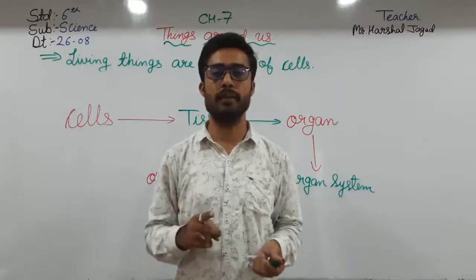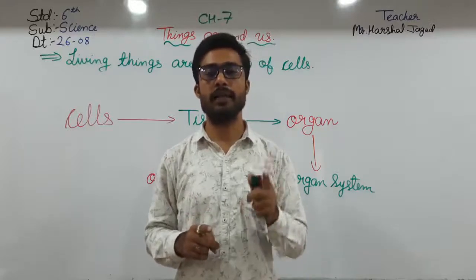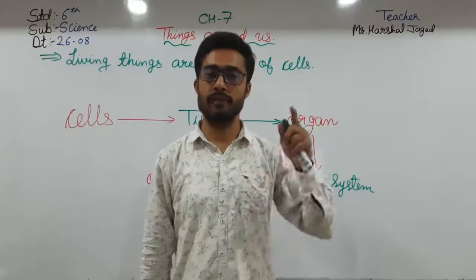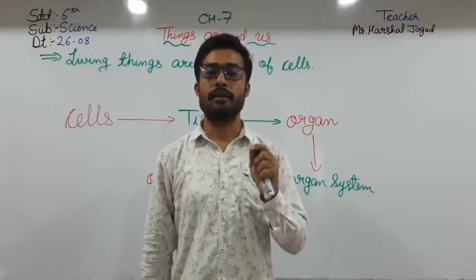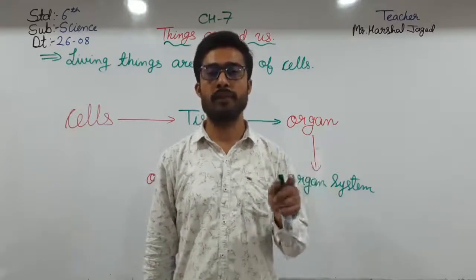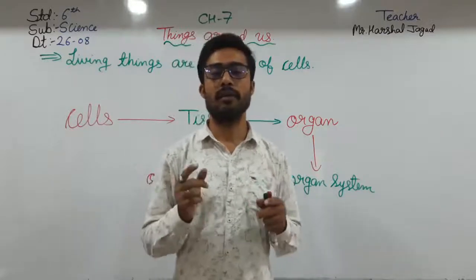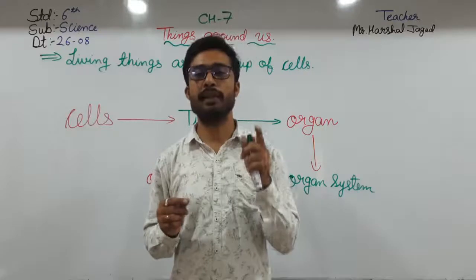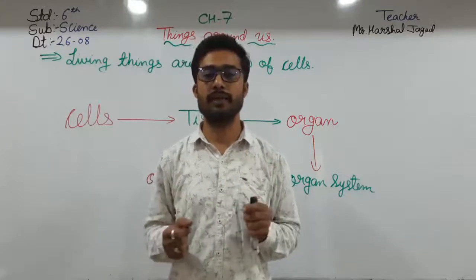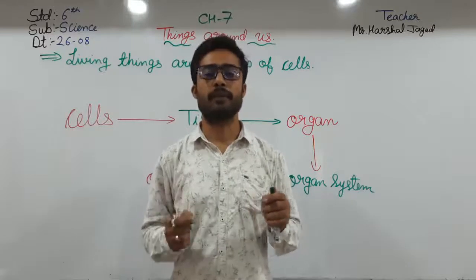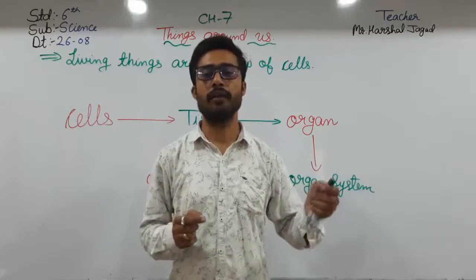We have also seen the unicellular and the multicellular organism. Unicellular organisms are organisms which have only one cell, and this one cell does all the life processes. Multicellular organisms are organisms which have more than one cell, and all the life processes are done by the different cells.